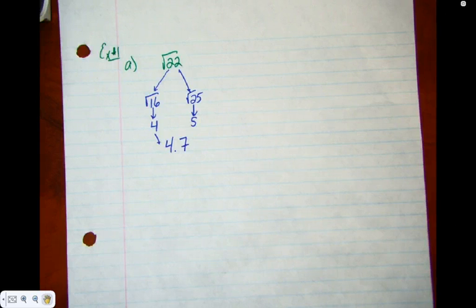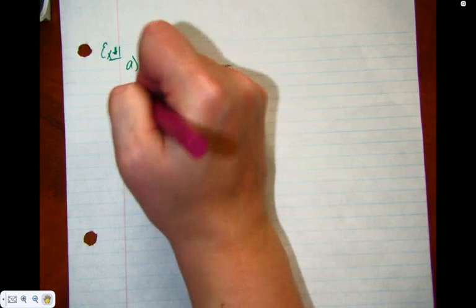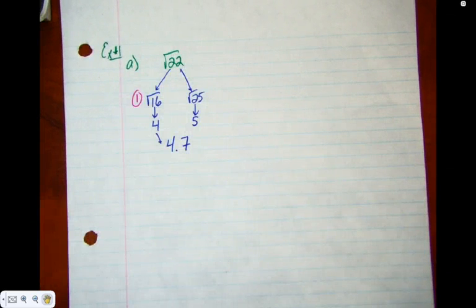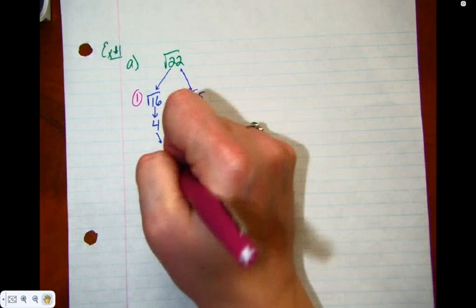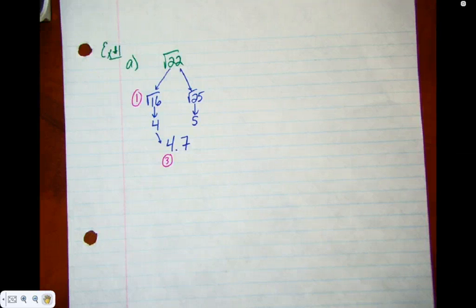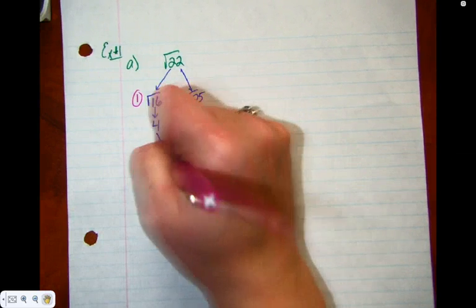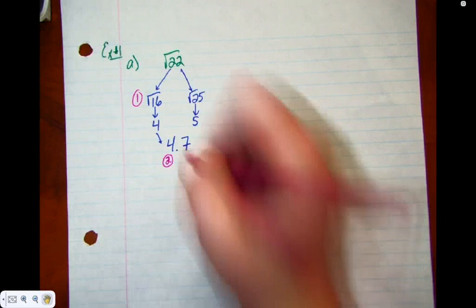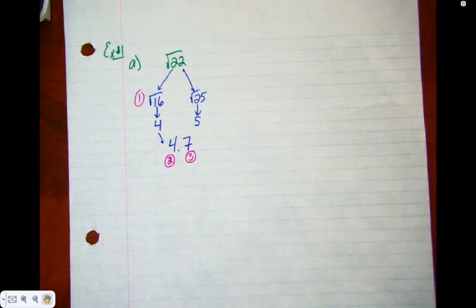That's all three steps. So I just want to number the steps. This was step one, write down the closest two perfect squares. Step two is figuring out that 4 because it's the lower number. Step three is figuring out what the decimal is. If it's closer to the lower one, it's under 0.5. If it's closer to the higher one, then it's bigger than 0.5.